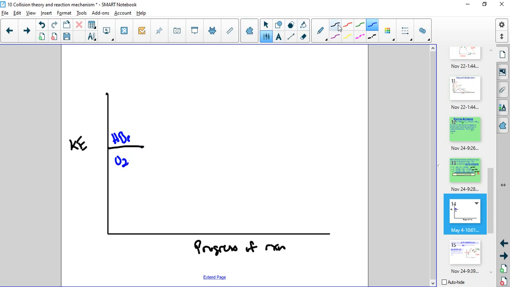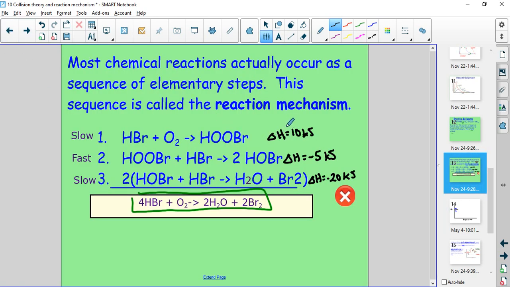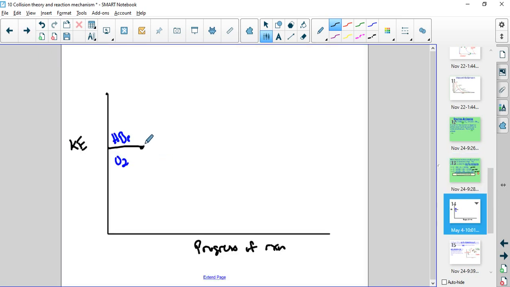Okay, now they're going to react, but like anything else, they need an activation energy. Now, they're going to react in an endothermic way. So the product HOOBr is going to have more energy than the reactants. Okay, so that means activation energy and here.